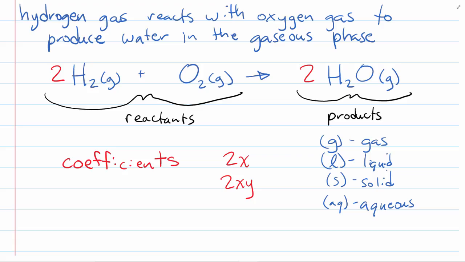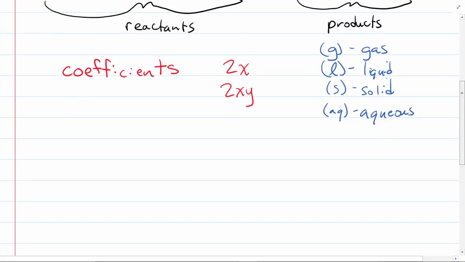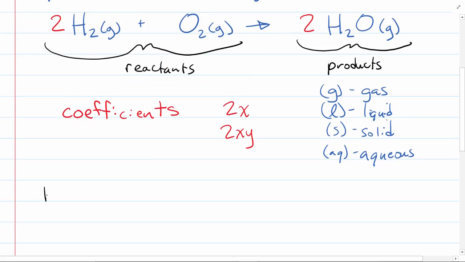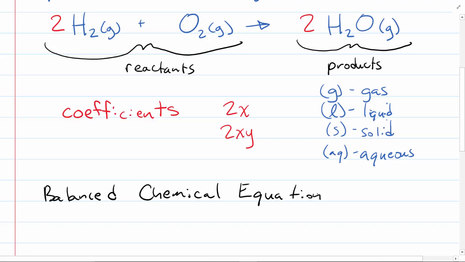The final thing that we have shown here, this final chemical equation, is referred to as a balanced chemical equation. And a balanced chemical equation is one that conforms to the law of conservation of matter. So again, a balanced chemical equation is one that conforms to the law of conservation of matter.